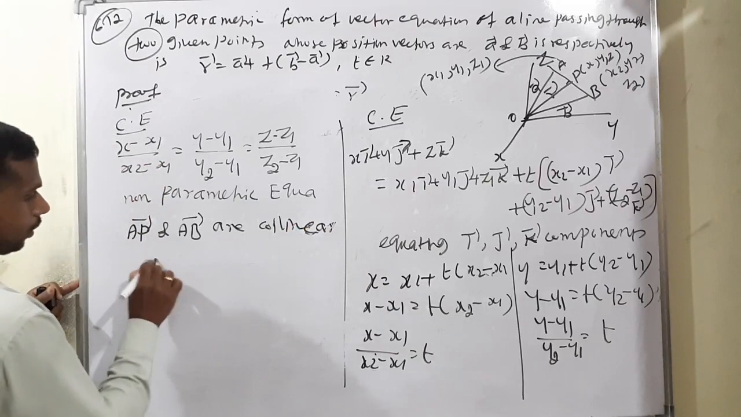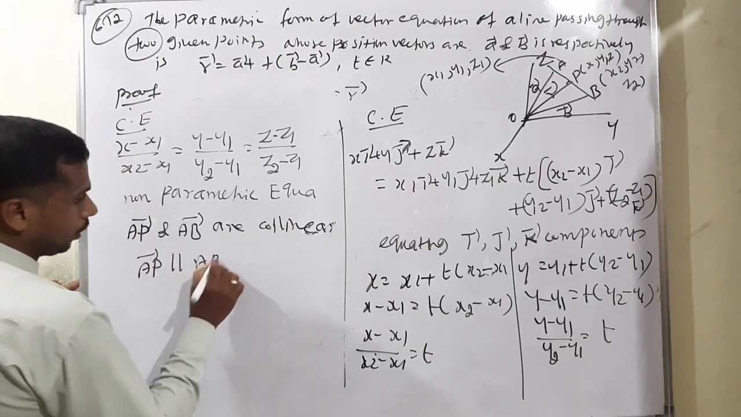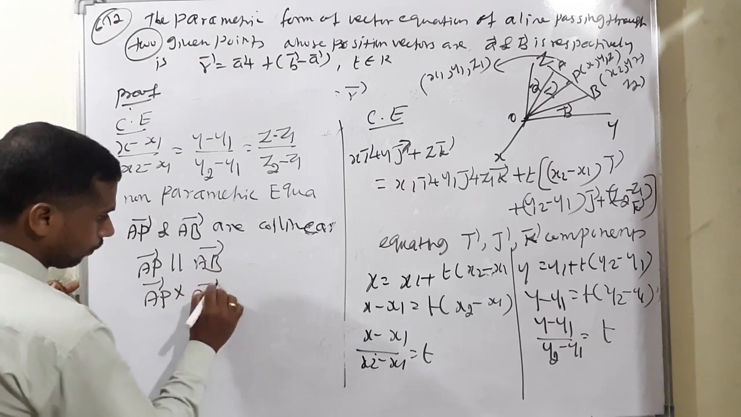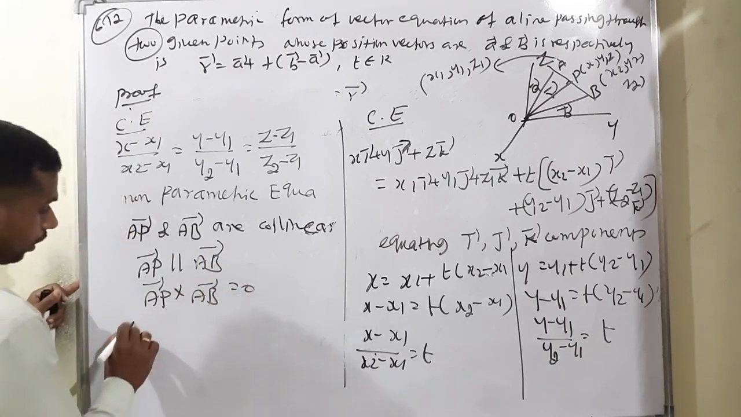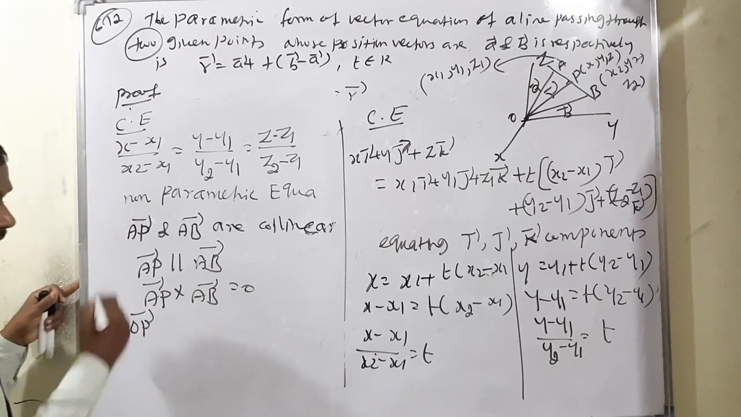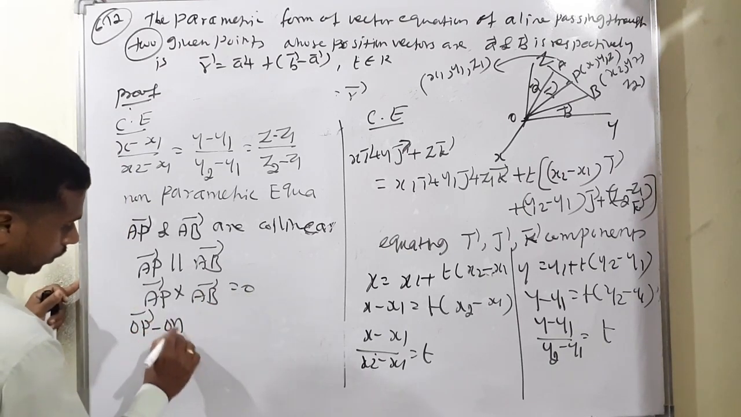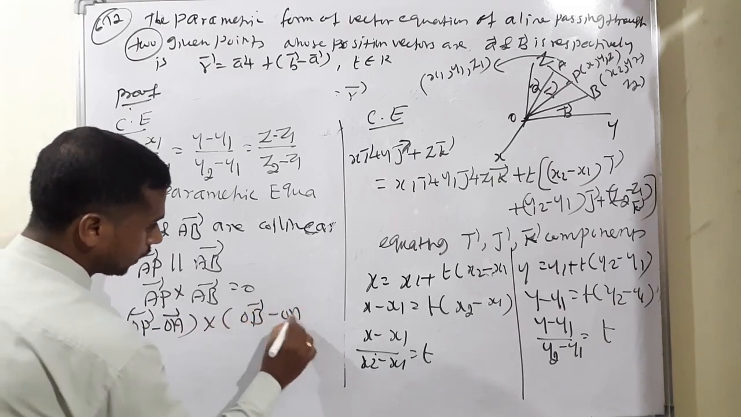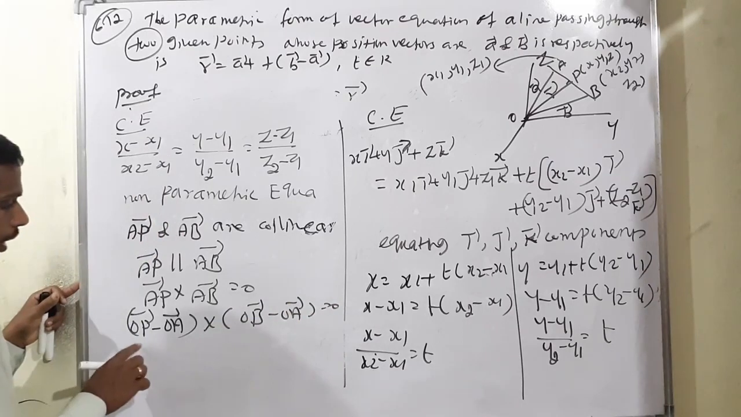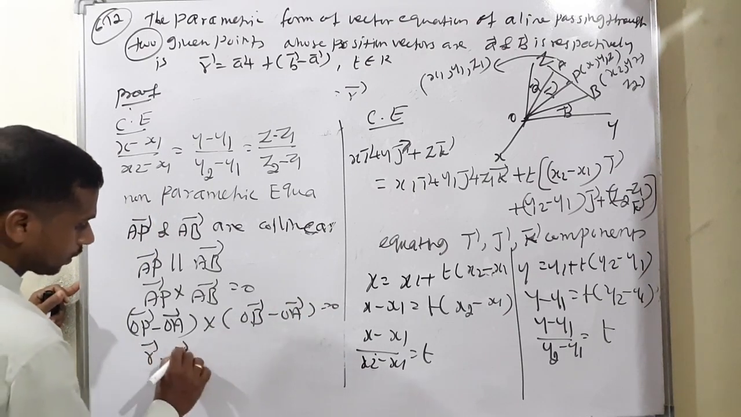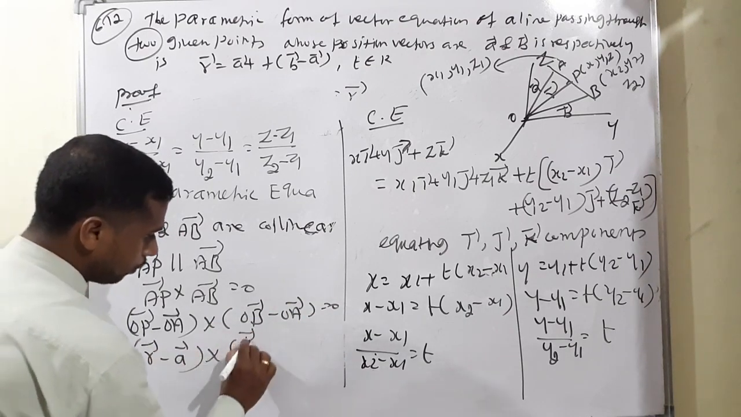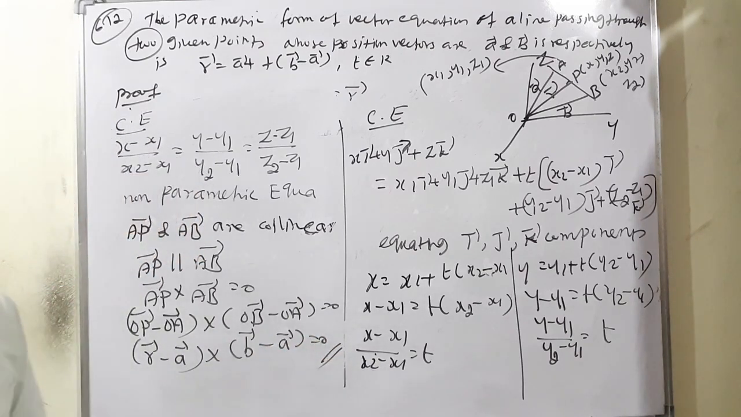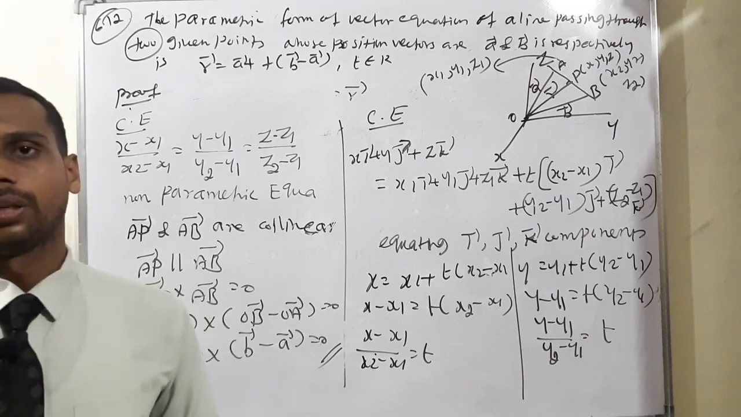Therefore, we can write AP vector is parallel to AB vector. Parallel means the condition AP vector cross AB vector is equal to 0. What is the meaning of AP in position? End point minus starting point. We can write OP vector minus OA vector cross OB vector minus OA vector is equal to 0. OP means r vector, so r vector minus a vector cross b vector minus a vector is equal to 0, which is the required non-parametric equation. Okay, I will continue the example.